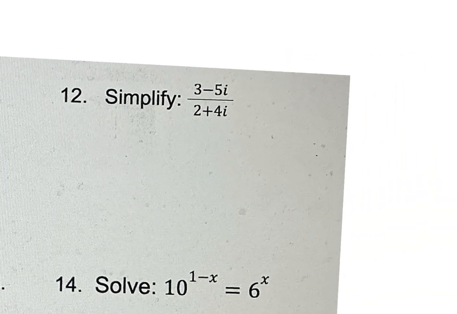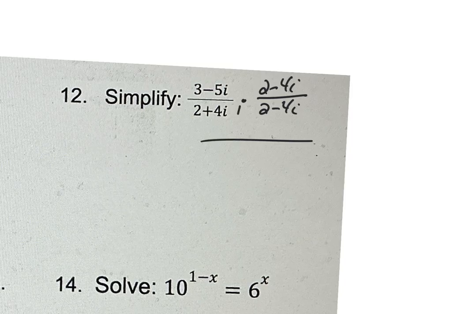Number 12, I'm about to multiply by the conjugate here. The conjugate of 2 plus 4i is 2 minus 4i. My denominator, I'm going to do FOIL. So I get 4 minus 16i squared, which, by the way, ends up being 20.